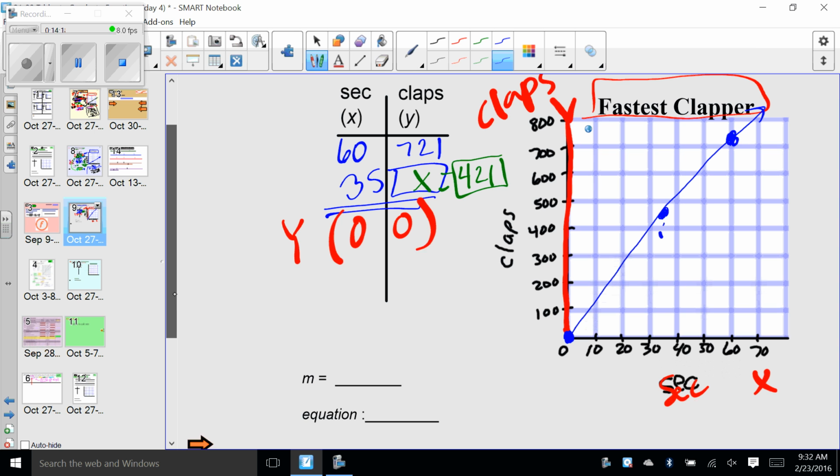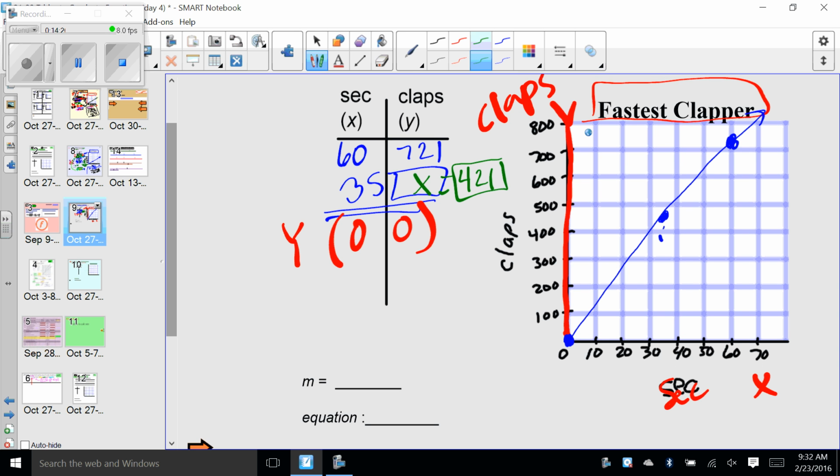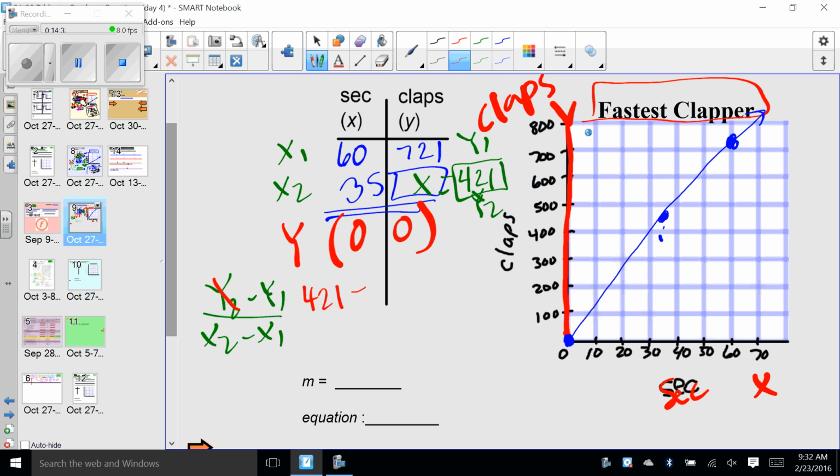To find our slope then, again, you could rise over run it, which would be a little tricky in this one, or I'm going to use the formula. Remember, you only need 2 points to find the slope of something. So we have y2 minus y1 divided by x2 minus x1. Our y2 value is 421, our y1 value is 721, our x2 value is 35, and our x1 value is 60. Go ahead and catch up with that if you have not done so already.